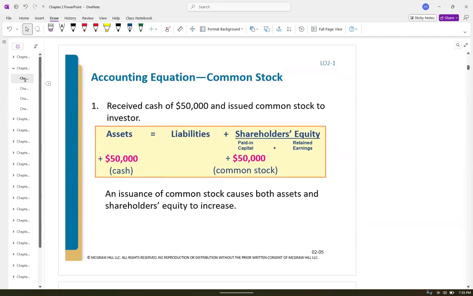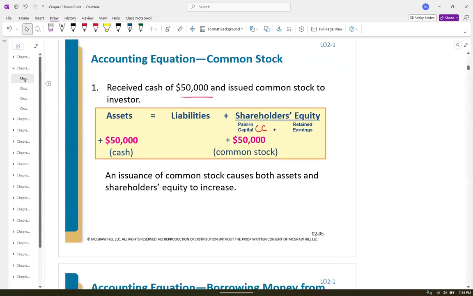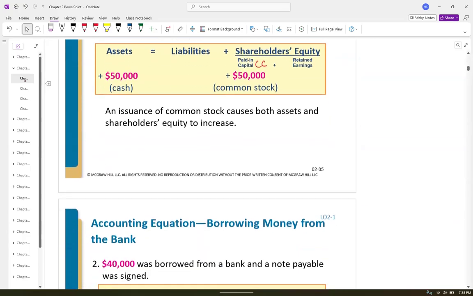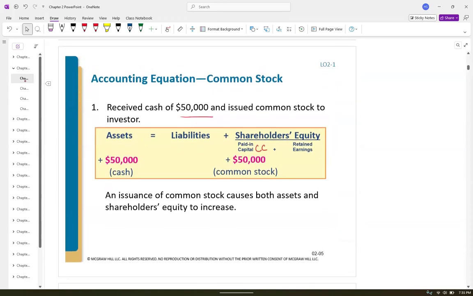Okay, so we're going to go through some journal entries. We're going to go through them kind of fast. Okay, so the first one, we received $50,000 and issued common stock to an investor. So you can see they just have the accounting equation written out here. Increase the asset cash and increase paid in capital. Paid in capital and contributed capital mean exactly the same thing, so don't get confused there. Okay, and then we increased the common stock. And they did not make the journal entry. We're going to go ahead and do that.